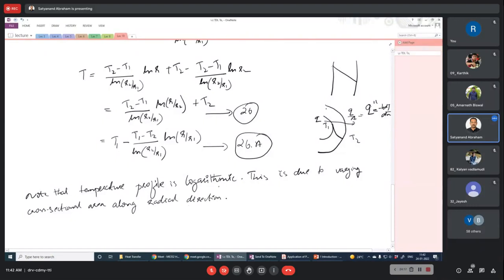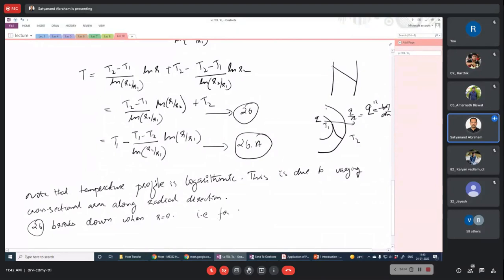Again, from this profile we can see that when r is equal to 0, everything is going to explode. When r is equal to 0, ln(r/r0), ln 0, is undefined, so equation 26 breaks down when r is equal to 0. That means for a solid cylinder, steady state conduction is not possible.